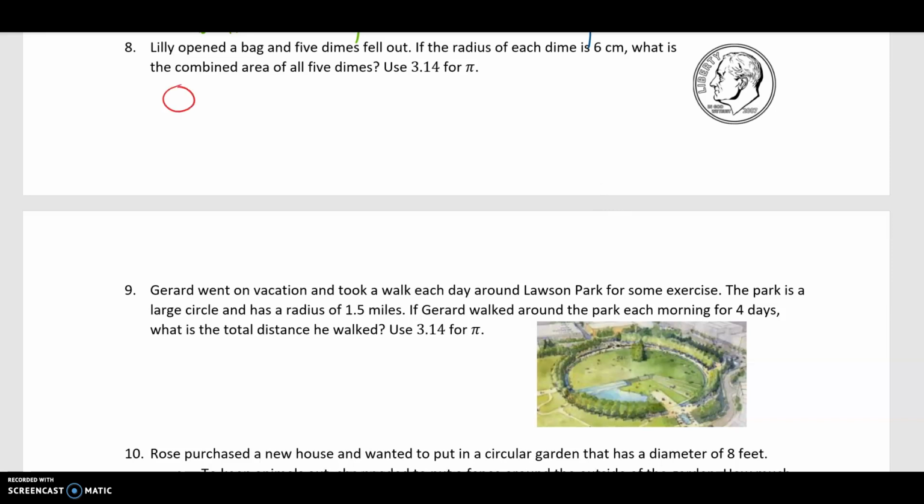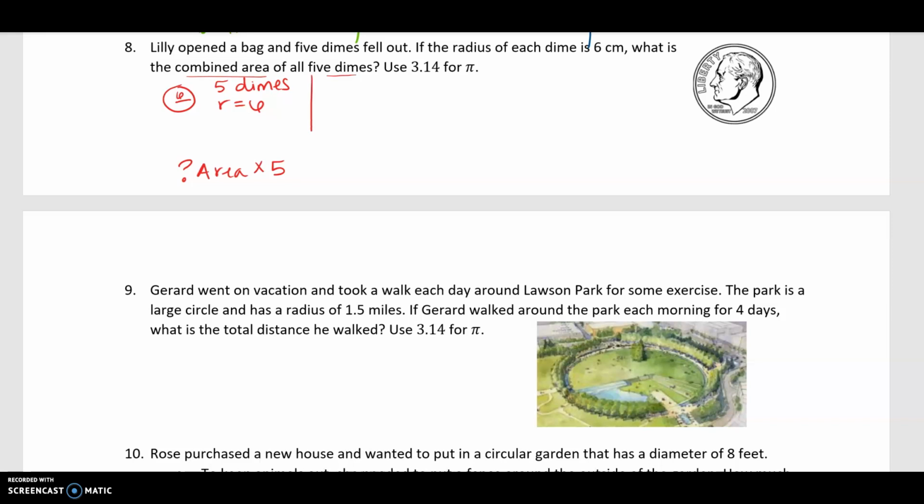So we have a circle and there's 5 dimes. The radius of each dime is 6. And it says, what is the combined area of all 5 dimes? So combined area of all 5. So we're looking for the area, right? And then there's 5 of them, so times 5. I'm going to label my circle.